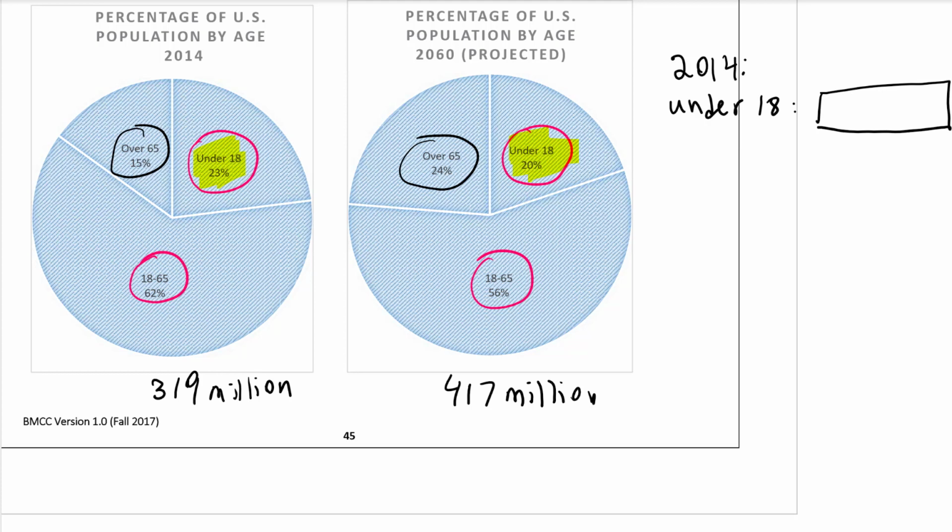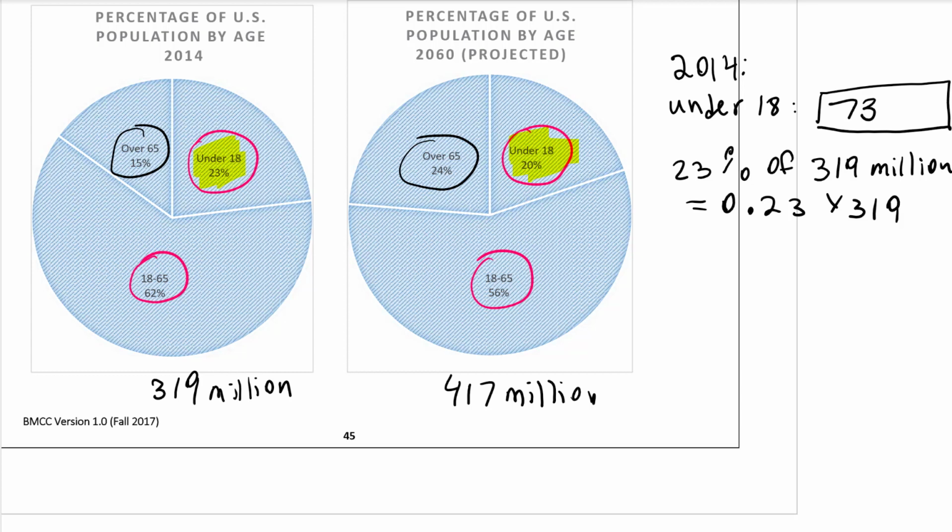Go ahead. All right, so let's review. So it's 23% of 319 million. All right, it's going back to the same type of calculations we've been doing. All right, so let's multiply. So we take 319 and we multiply by 0.23. I'm using my calculator. Leave it as millions. So it's 73.37 million kids.